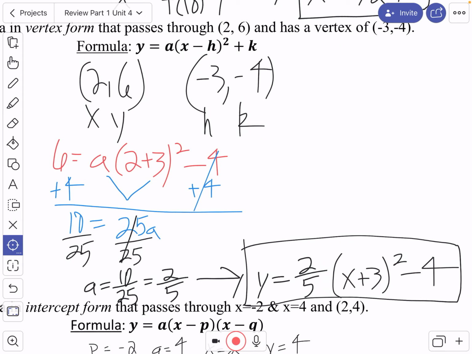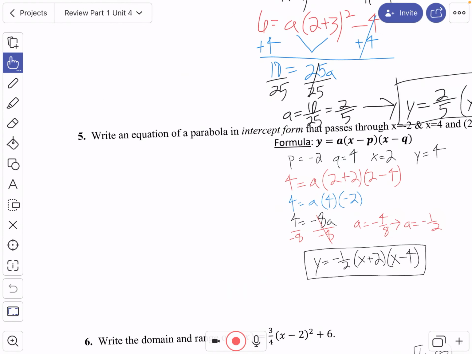And again, you should be able to graph this, and it should match whatever is given to you in the question. So if I graph this, I'd find this for my vertex, I'd find this somewhere on the graph. So that's how you would check your work.